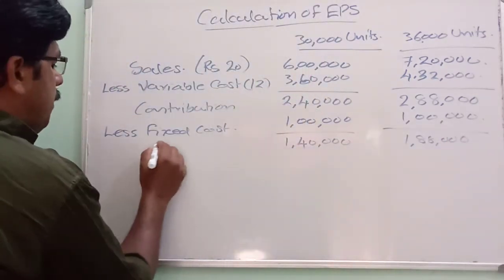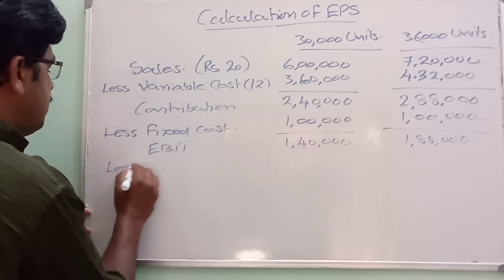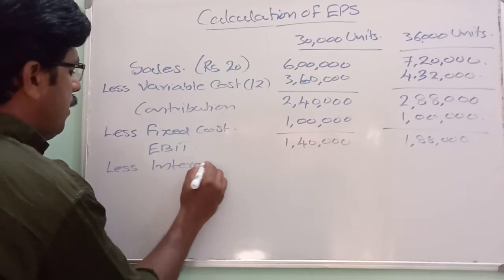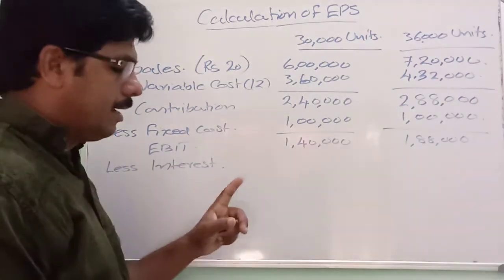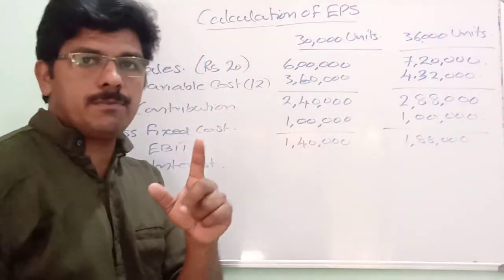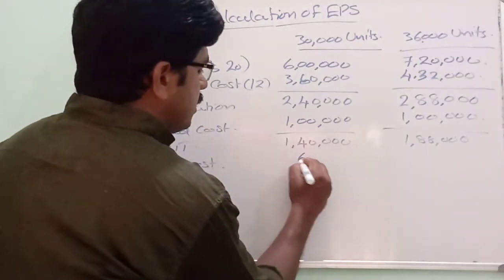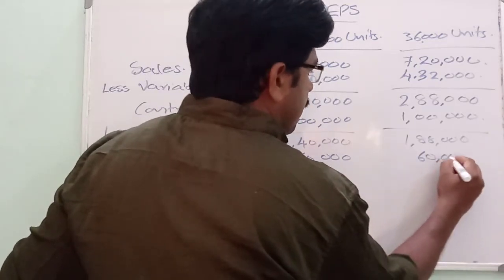This is known as EBIT, earnings before interest and tax. From this item, deduct interest. Interest is given as 10% of debentures. 10% of the total debentures amount of 6 lakh is 60,000. And it is constant, the same 10%.